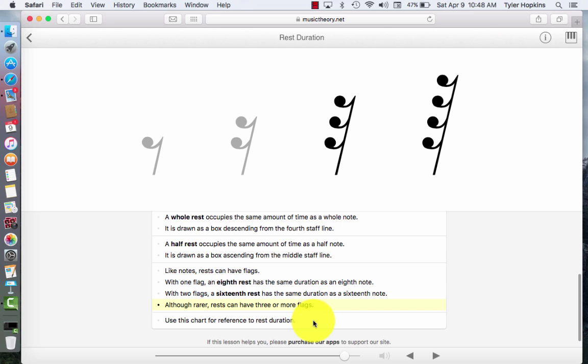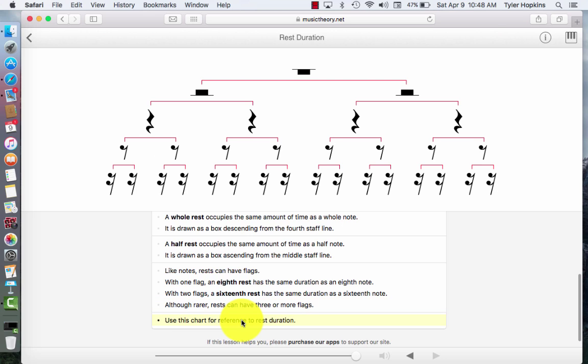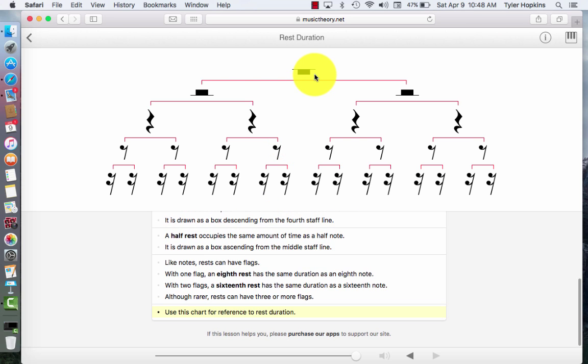Although rare, rests can have up to 3 or more flags. So we have 3 flags here. We have 4 flags here. This would be in comparison to the 32nd note. This chart represents rest duration of all rests covered today. So we have the whole rest, we have the half rests, we have the quarter rests, we have the eighth rests, and we have the 16th rests.